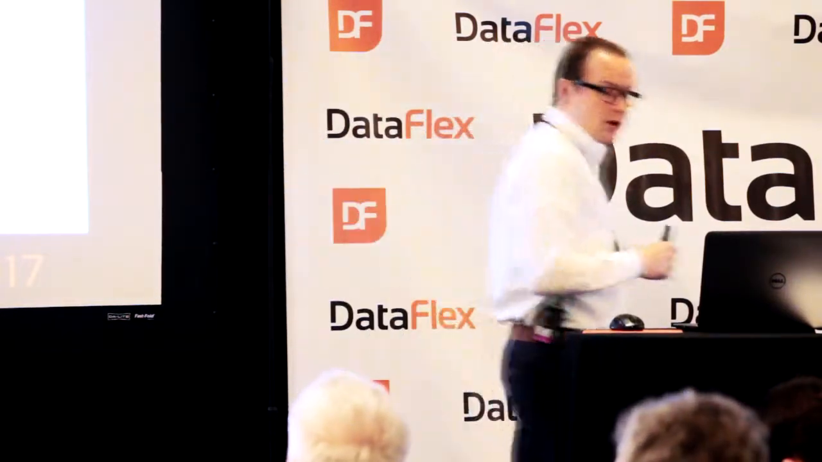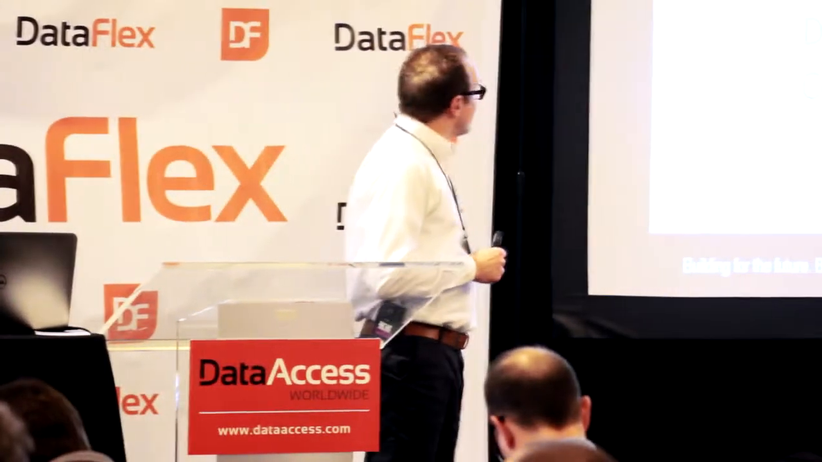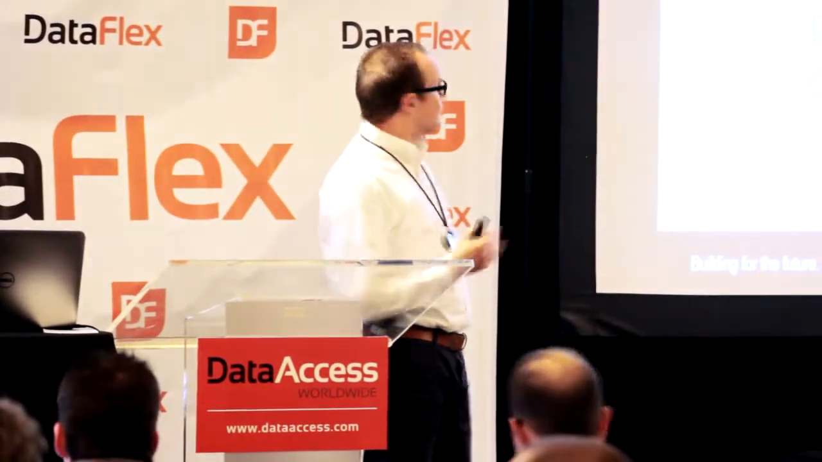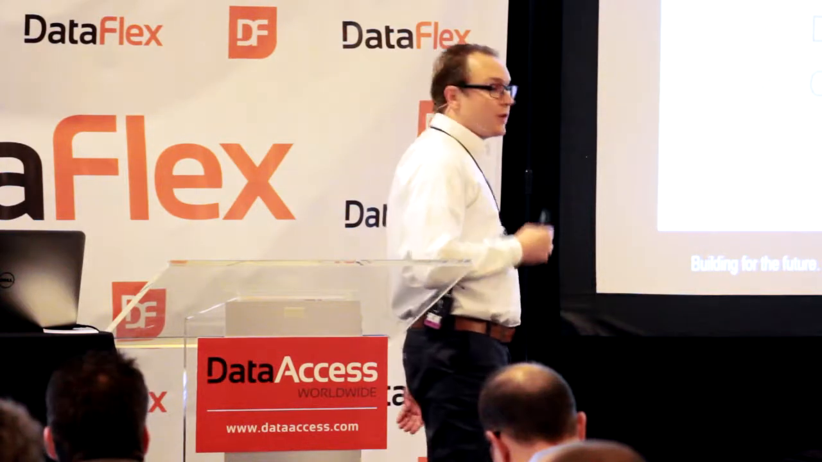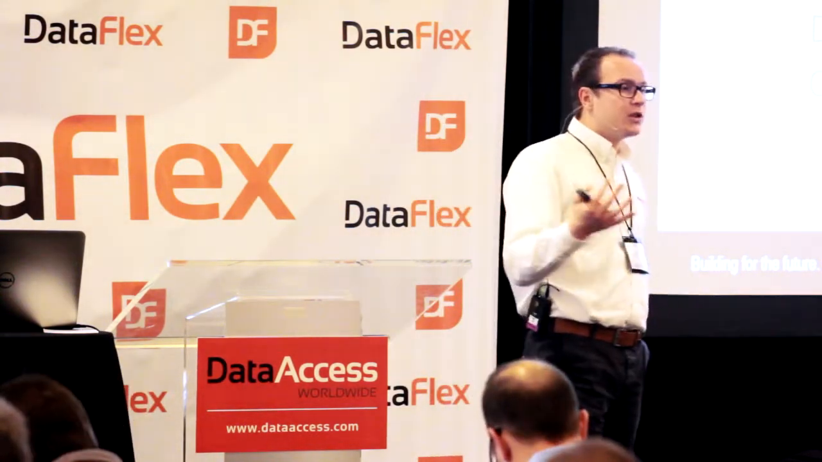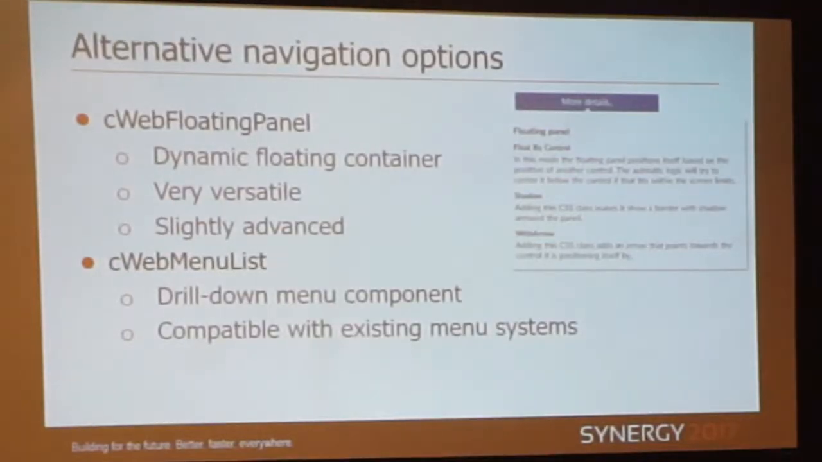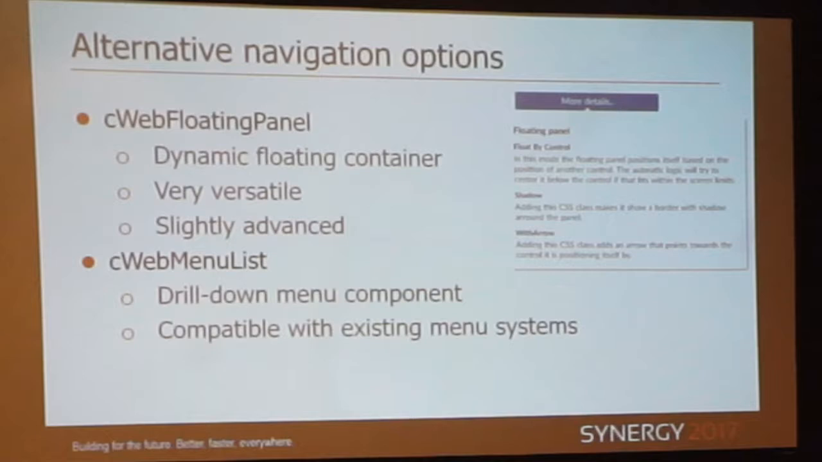The next thing we're going to be looking at in a little less detail is the web floating panel. And the web floating panel is a pretty versatile container that we added to the framework that floats on top of your other controls. It has several modes in which you can use it. You can position it absolutely, so you can give coordinates, and it will just stay in the same place. It can actually float by a control, which is a pretty nice feature that we also use in our date pickers and color pickers and things like that.